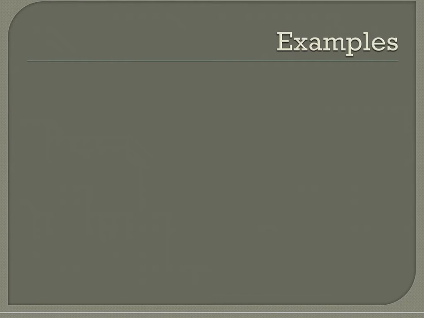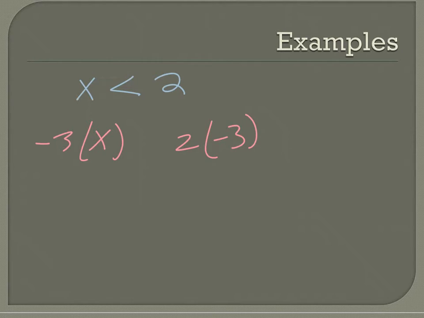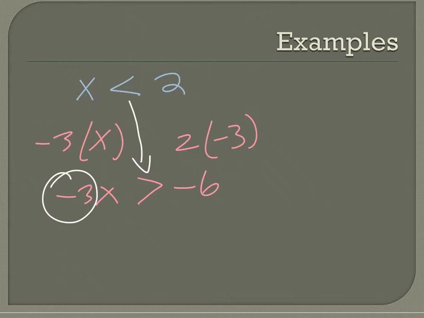I know that seems strange. So my example: let's say x is less than 2. And for some odd reason when I'm solving, I multiply both sides by negative 3. So negative 3 times x, and 2 times negative 3. When I do that, this becomes negative 3x, and this becomes negative 6. I have to flip the inequality. Did you catch that? It flipped the inequality sign when I multiplied by a negative. That's what we're talking about here.